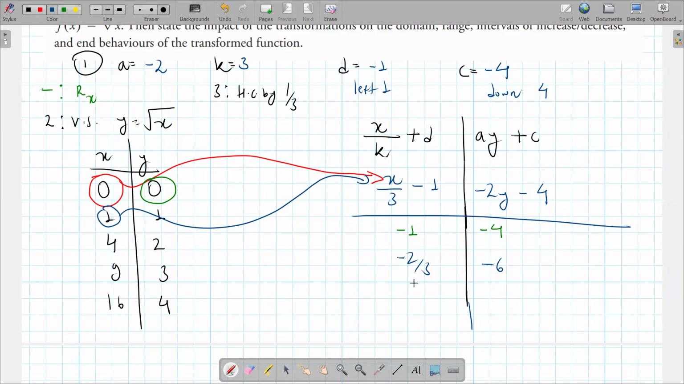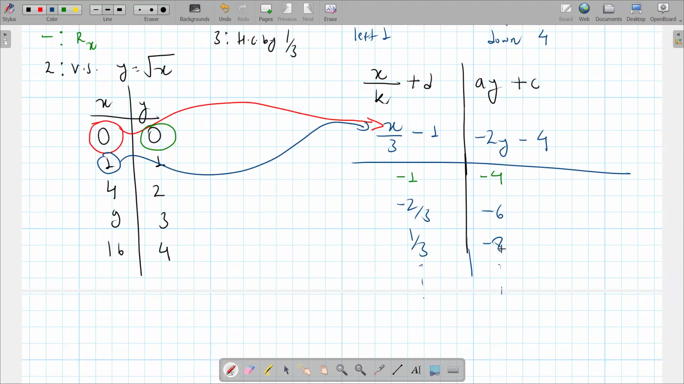4/3 minus 1, that's 1/3. I'm now just plugging in all the values in there. 2 in there, negative 8 minus 4, negative 8. And then you can see the general pattern.